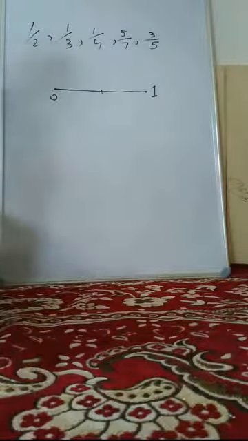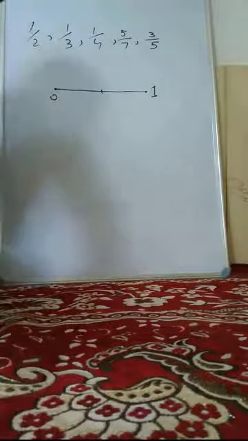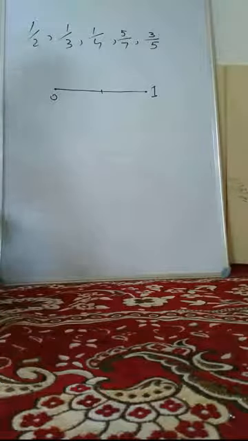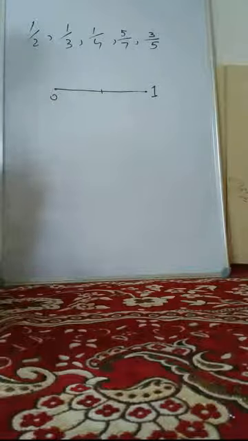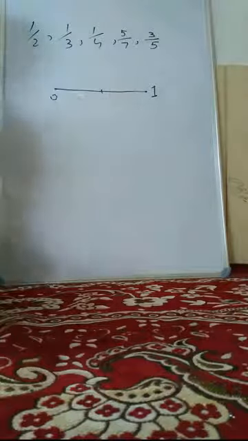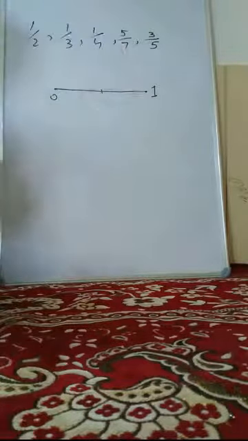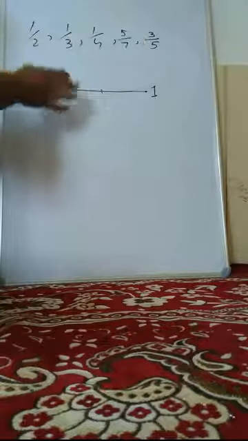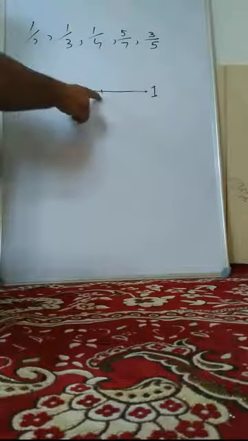One thing which is important here: these all numbers lie between 0 and 1. The numbers having smaller numerators than their denominators lie between 0 and 1. These all fractions lie between 0 and 1 because they have smaller numerators than their denominators. 1 by 2 lies here.